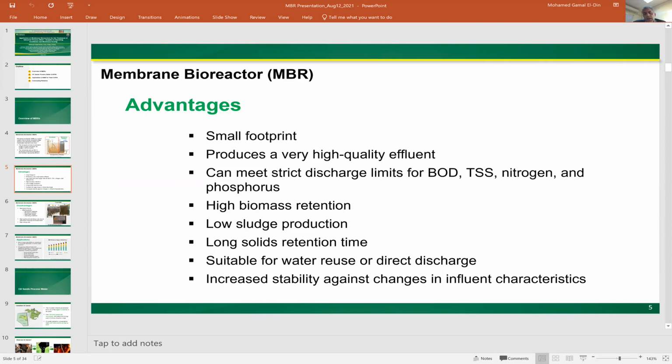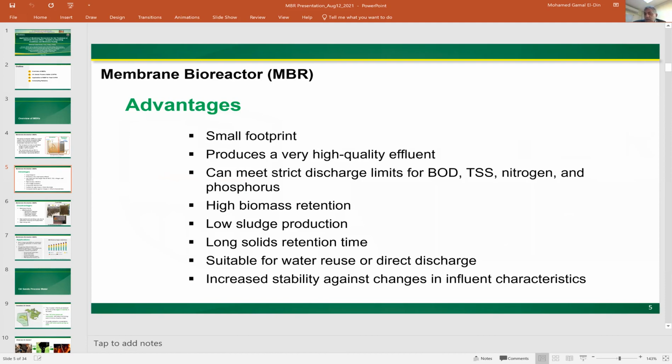And these systems, due to the high biomass retention, will end up with long solids retention time, which is a good thing for the biological treatment processes. And this is suitable for water reuse or direct discharge, depending on the reuse type and the standards or guidelines that are controlling the reuse applications.